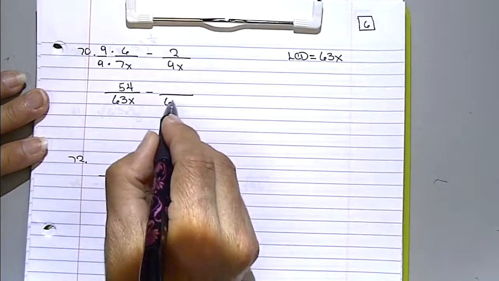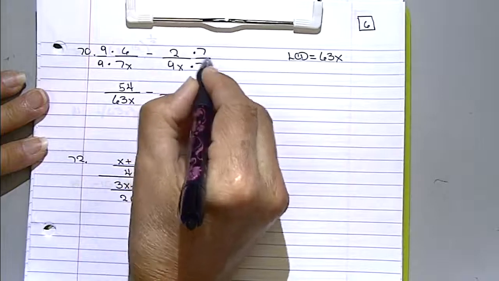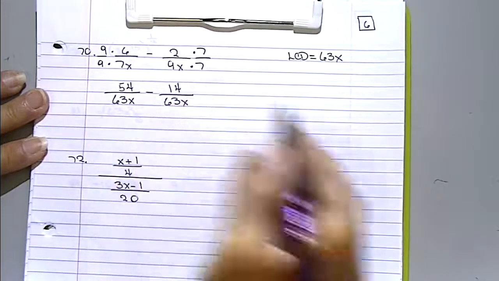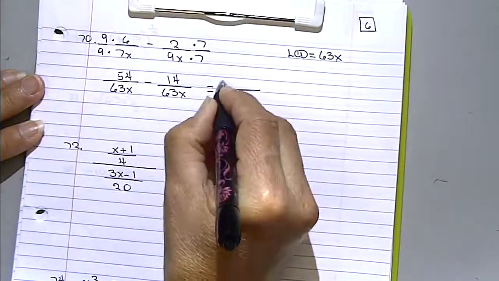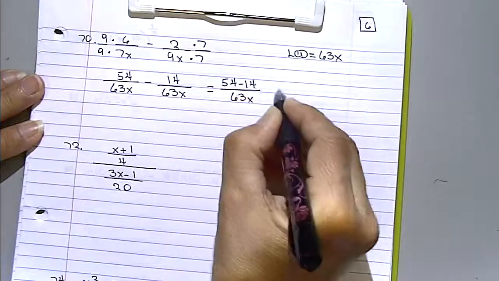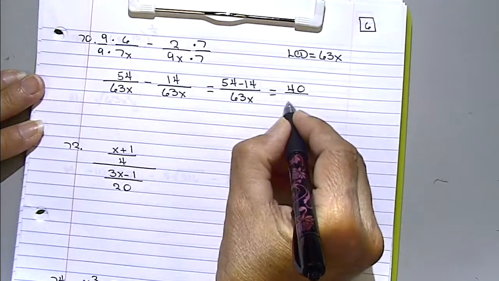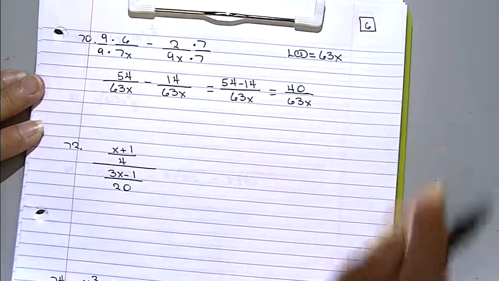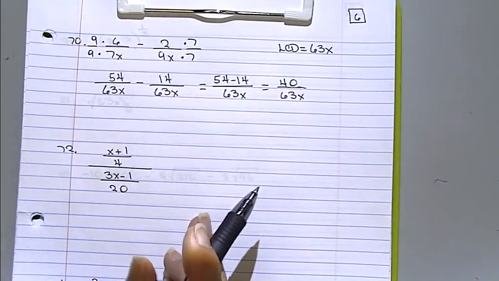How do I get 9x to become 63x? Well, I have to multiply it times 7. So I have to multiply the numerator times 7, right? And it becomes 14. And now I can say this is the same as everything over 63x, 54 minus 14 is equal to 40, right? Over 63x. And I would try to reduce it. They don't divide by 2. They don't both divide by 3. They don't both divide by 5, right? I mean, it's pretty much done. You'll be able to tell because you have a multiple choice test where there will be some answers there.